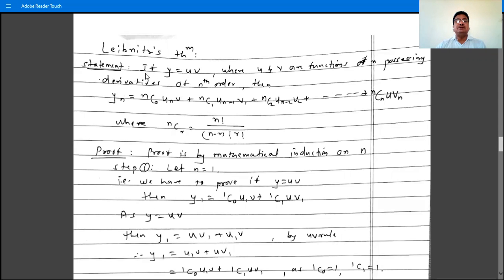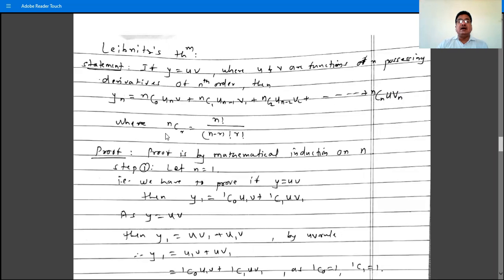So the statement of Leibniz theorem: if y is equal to u into v, where u and v are functions possessing derivatives of nth order, then yn is equal to nC0 un v plus nC1 un minus 1 v1 plus nC2 un minus 2 v2 plus dash plus nCn u vn. Here un means the nth order derivative of u, un minus 1 means the n minus 1th order derivative of u, v1 means the first order derivative of v, and vn means again the nth order derivative of v.